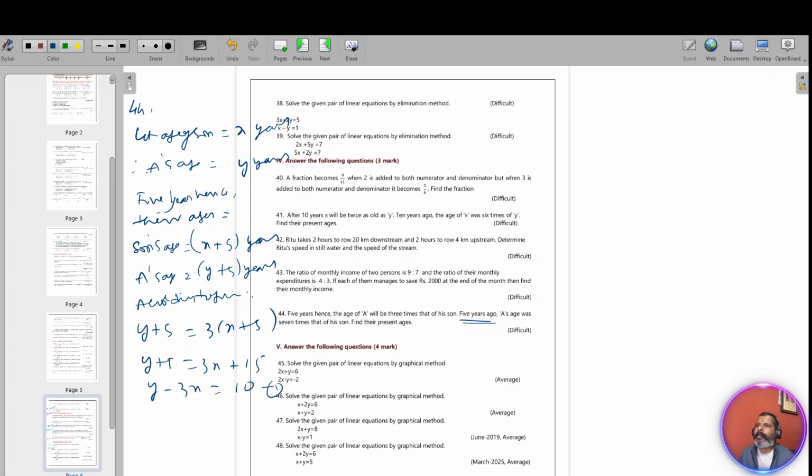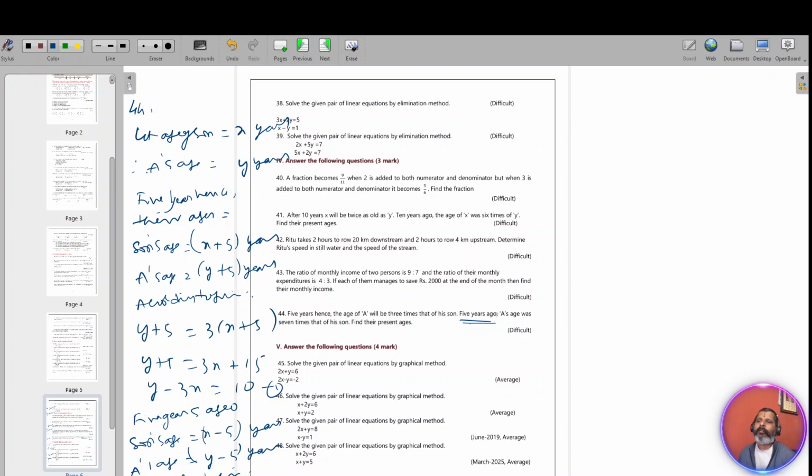Done. Similarly, 5 years ago, their ages will be x minus 5, y minus 5, right? We'll write that. 5 years ago, son's age is equal to x minus 5 years, A's age is equal to y minus 5 years. Remember, you have to write units also in this part. Once it is done, you write according to given.